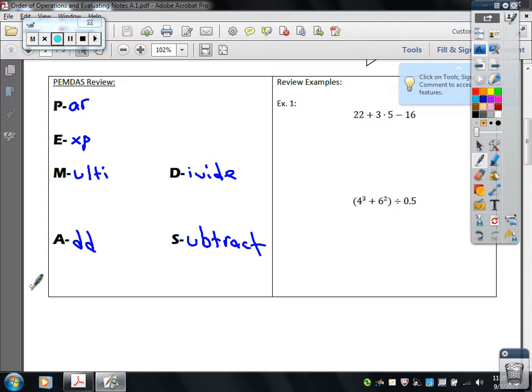22 plus 3 times 5 minus 16. So what, Khalid, would be the first operation I would do? Yep, 3 times 5. So I kind of like to circle the first thing I'm going to do, bring down the 22. Guys, what is 3 times 5? And there's a concept here that I want to teach you. It's 15. So what do I write next to 22? I write plus 15. My question is, why do I write a plus sign?